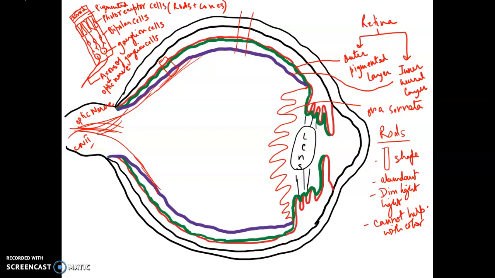So if you are in a dark place with not very much light, your rod cells are highly active at that point.